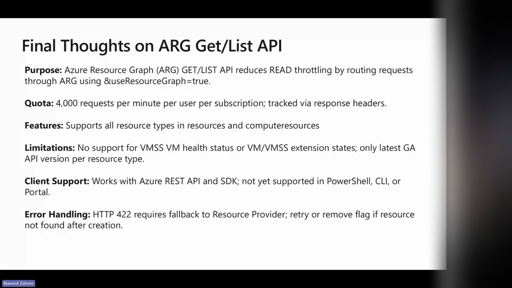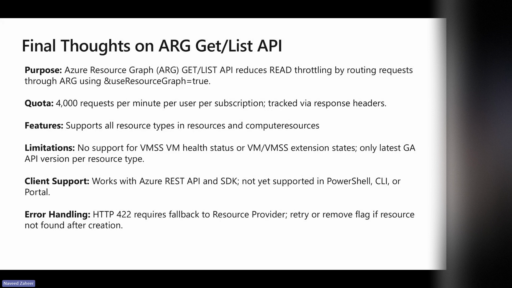But there are some limitations since it's public preview, and only the latest GA version of the resource types are supported. If there is any private preview or public preview, it will not be supported. At this moment, it only works with REST API and SDK. There is no PowerShell, CLI, or portal support. And if you get a 422 error, then you need to go back to the resource provider, basically removing this use resource graph flag. So that's what you have to do if you get the 422 error.